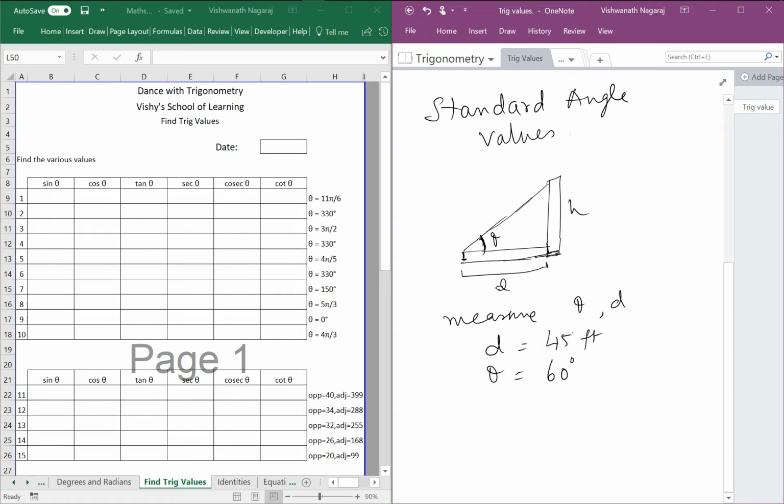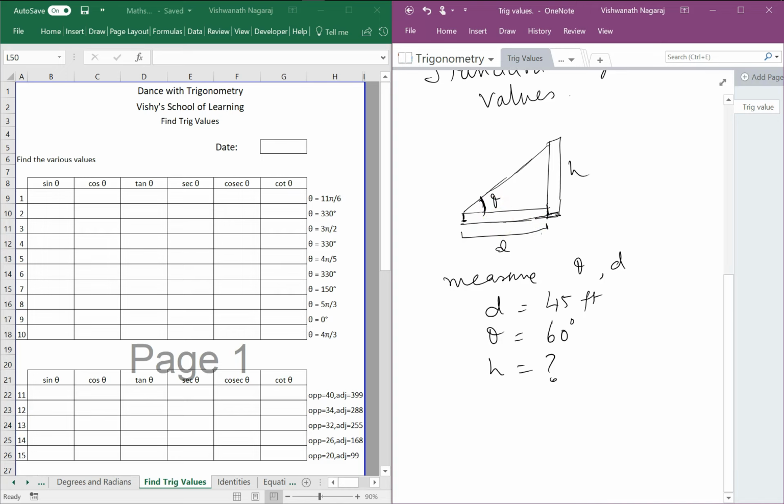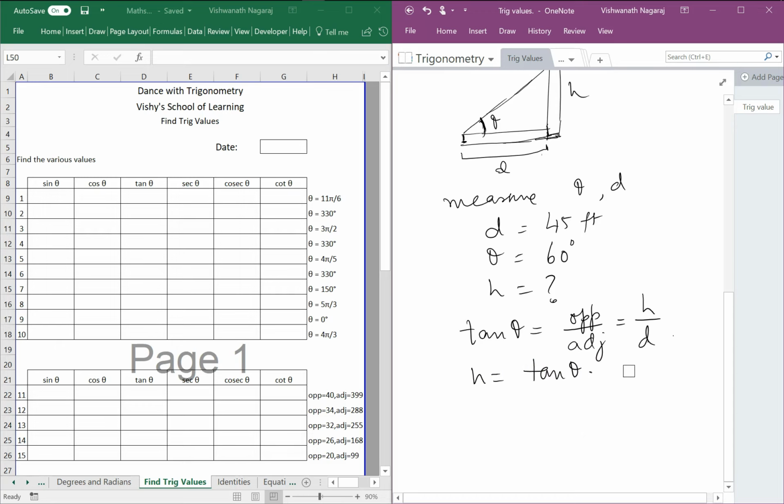Okay, now remember you require some kind of a trigonometric ratio to measure it, and what you want to measure is h. So by looking at this diagram, you know that you have to measure the opposite side. You have been given the adjacent side and the angle. So in which trigonometric ratio do you have opposite side and adjacent side? That is in tan theta. Tan theta is equal to opposite by adjacent, which is equal to h by d, right? So which means h becomes equal to tan theta into d.